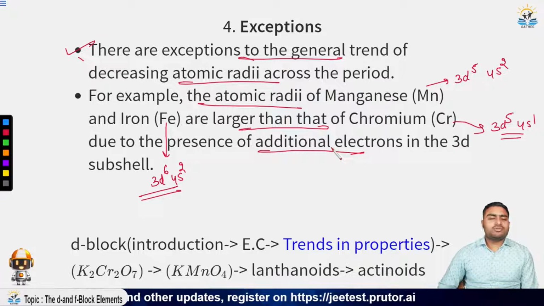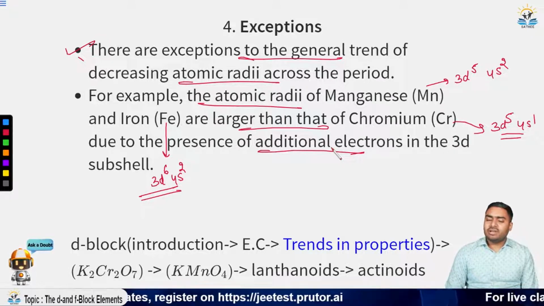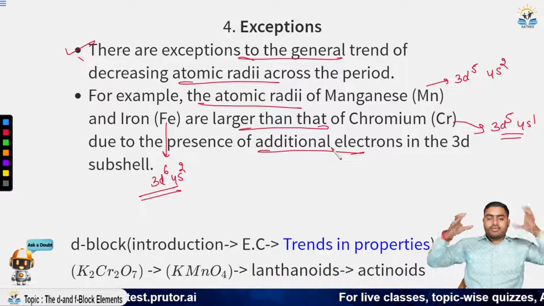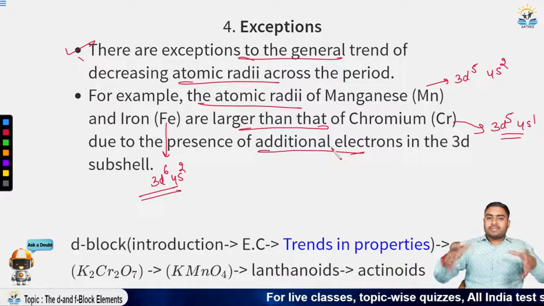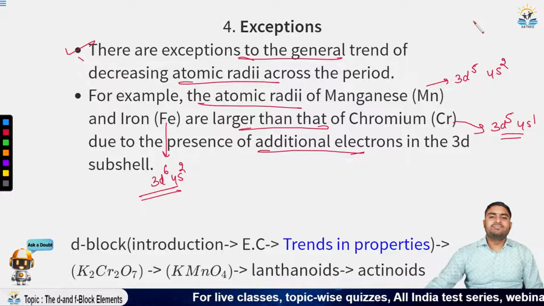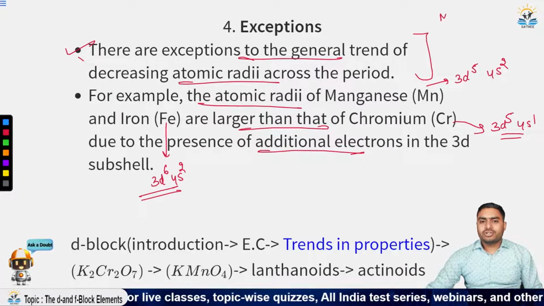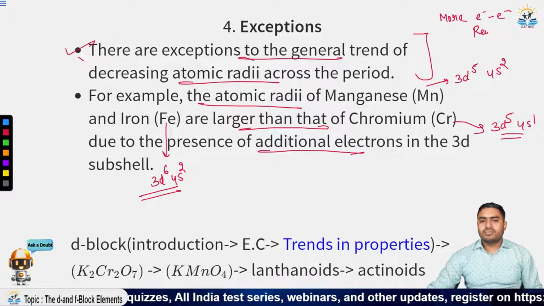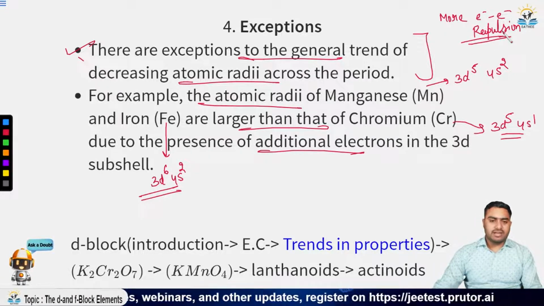If more electrons are there, definitely electronic repulsion will increase. If there is more electronic repulsion, definitely atomic radii will increase, right? So the reason here is more electron repulsion. If more electron repulsion takes place, definitely atomic radii will increase.